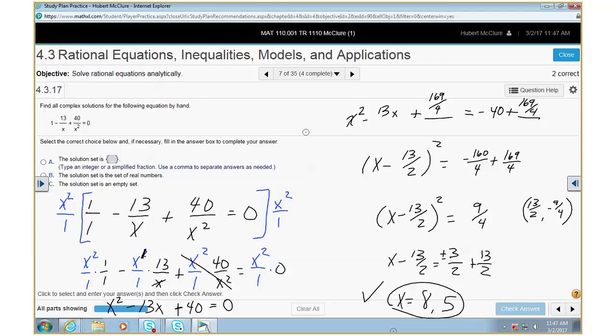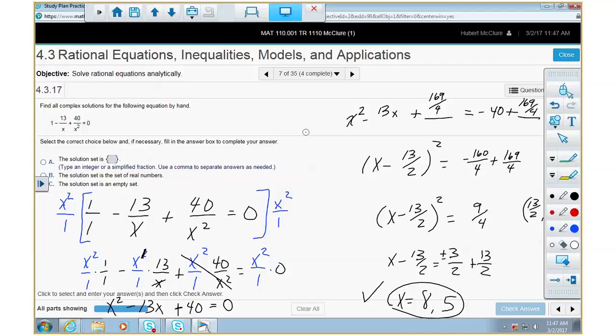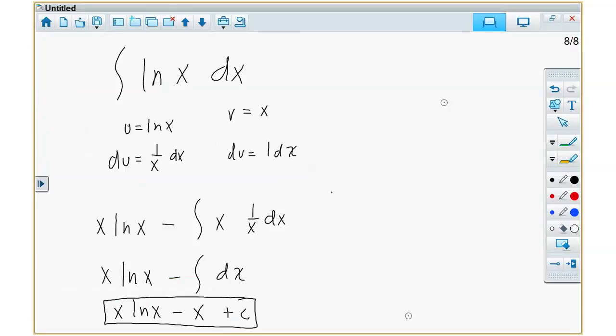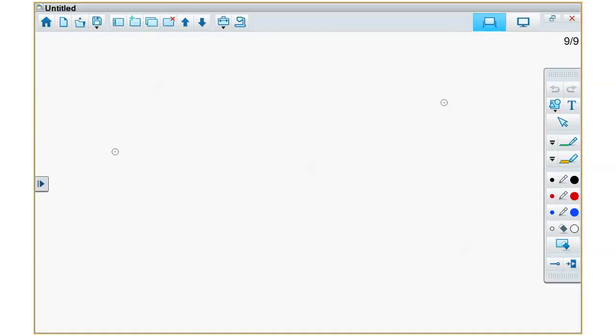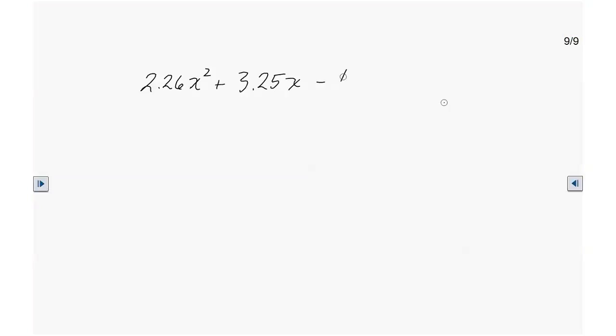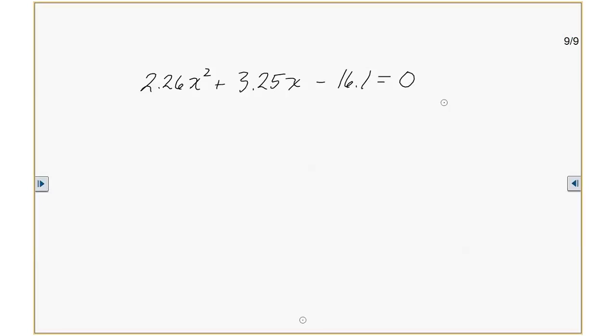The quadratic formula. Because the quadratic formula, and people don't know this, when are you supposed to use the quadratic formula? With decimals. When you have, this is when you use the quadratic formula. 2.26 x squared plus 3.25 x minus 16.1 is equal to 0. That's when you use the quadratic formula. And when you see that, probably 1% of the time.